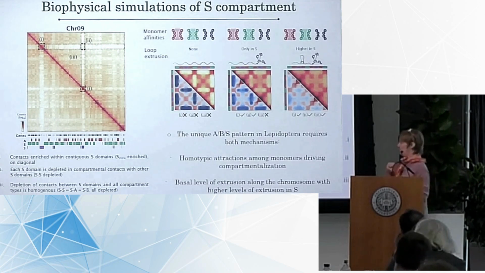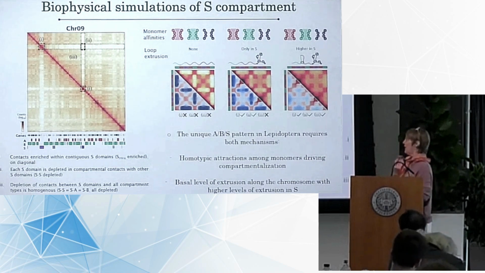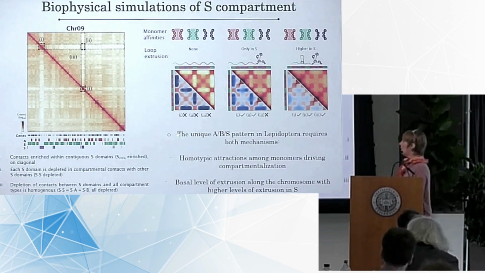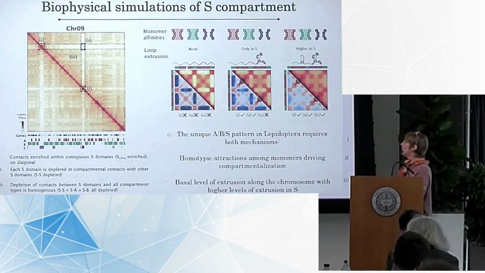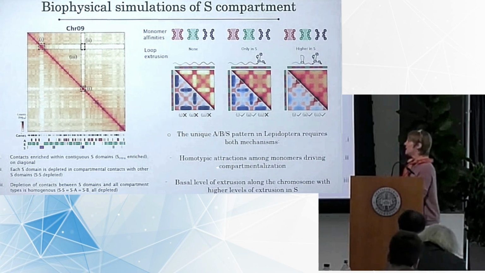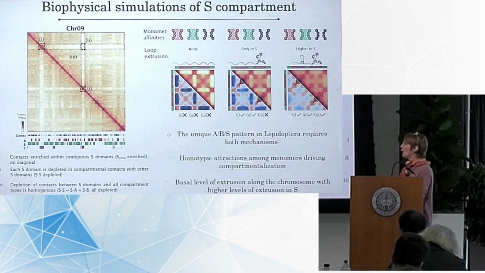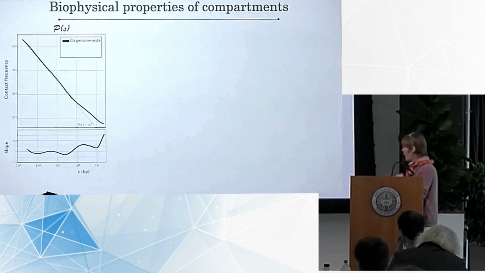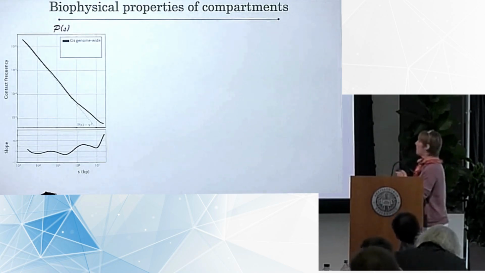So just to make this story really short, I'm going to tell you just the main result of all of this modeling, which is we think that the unique A, B, and S pattern that we see in Lepidoptera actually requires both mechanisms. First, homotypic attractions among monomers, which is driving compartmentalization, and a basal level of loop extrusion all along the chromosomes with a higher level of extrusion in S. And so with this model in mind, we actually went back to the data and tried to see if we could find evidence of this.